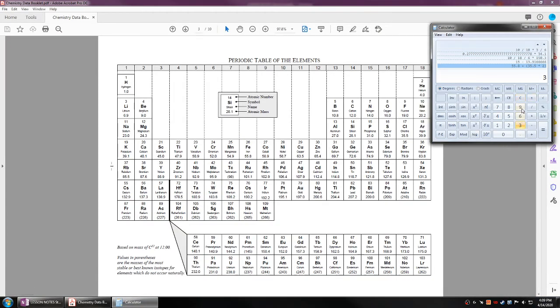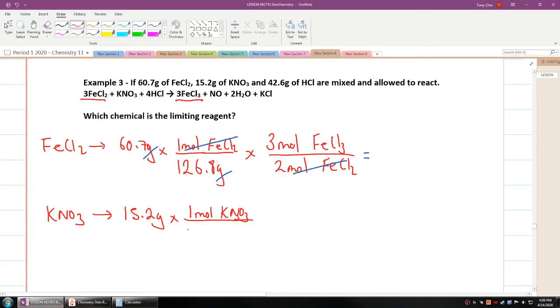K is 39.1 plus N, which is 14, plus 3 oxygens, which is 48. You're going to get 101.1 grams of KNO3. So your grams will cancel again, and your next step is to cross the mole bridge, which in this case is 3 moles of FeCl3 over 1 mole of KNO3. And again, your moles of KNO3 will cancel out.